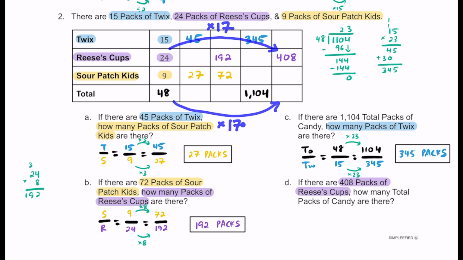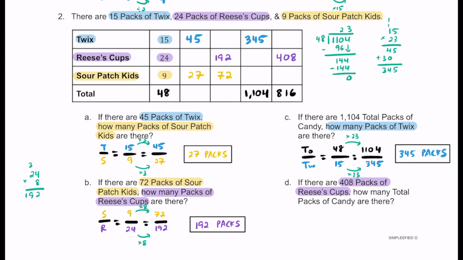So again, do that long division if you need to, and then you also should do this multiplication on your paper if you need to write that out as well. And so 48 times 17 is going to be 816. So I'm going to go ahead and put 816 because that's how many total packs of candy there would be if there were 48 of these total packs.